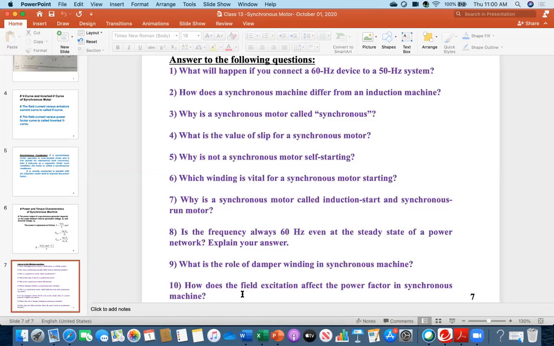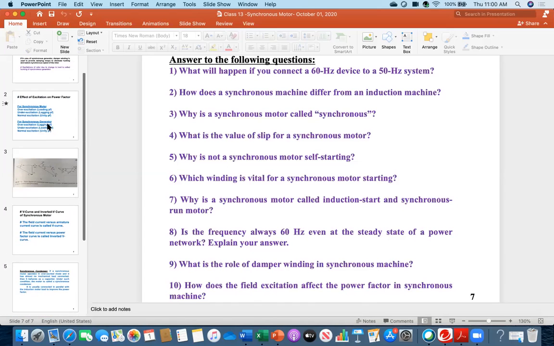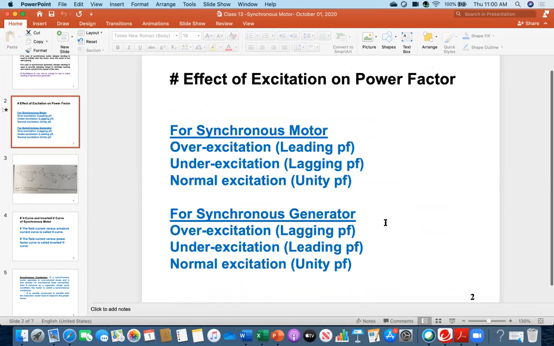Okay, the last question for today. How does the field excitation affect the power factor in a synchronous machine? Then how would you answer this one? So this means that question number 10 is exactly this one. Exactly this will be the answer. Actually, I asked this question.